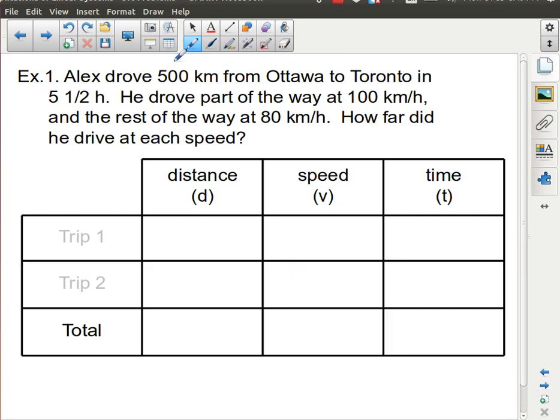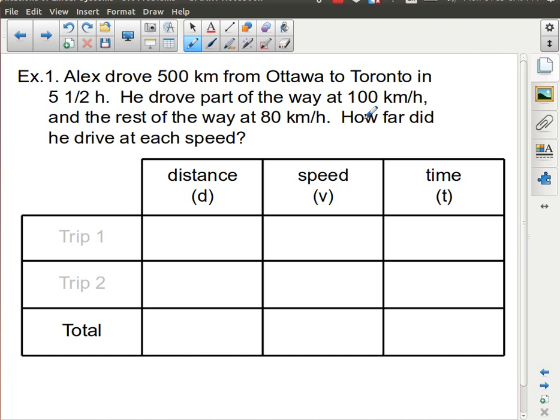So in our first example, we have Alex drove 500 kilometers from Ottawa to Toronto in 5.5 hours. He drove part of the way at 100 kilometers per hour, and he drove the rest of the way at 80 kilometers per hour. So how far did he drive at each speed?